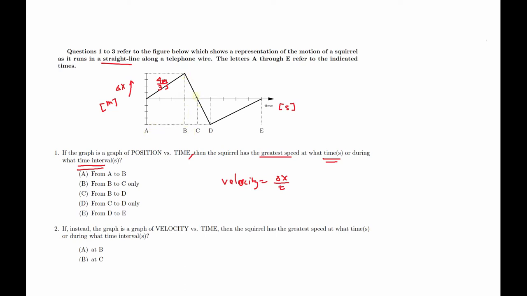Point B to C, or rather point B to D, because it's the same slope. It's going to be negative 4 over 1 second, and same for C to D, so I have negative 4 meter per second. From point D to E, I'm going back to the origin where I came from, so I gained 4 meter in the span of 4 seconds. So 4 over 4, you get 1 meter per second.